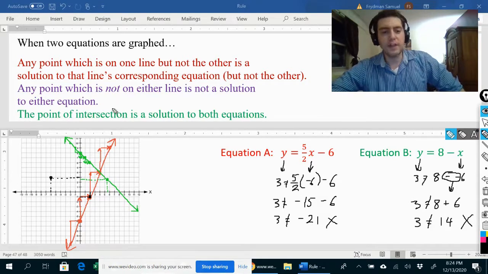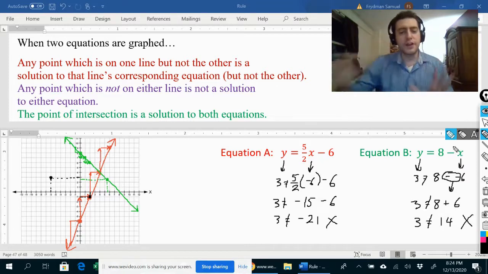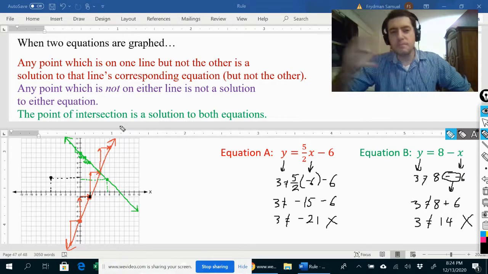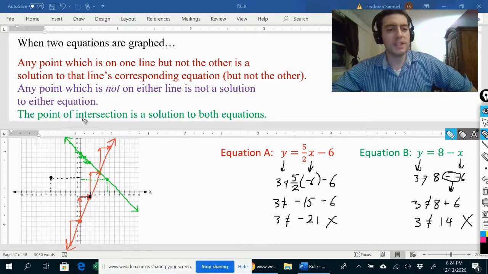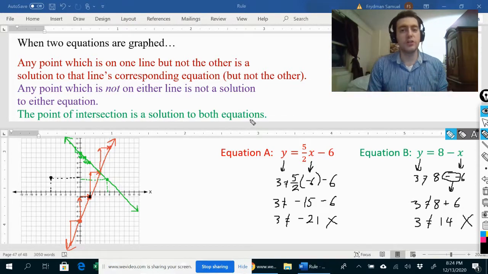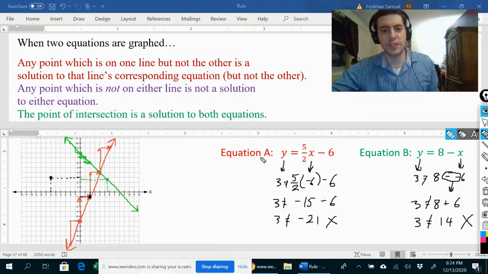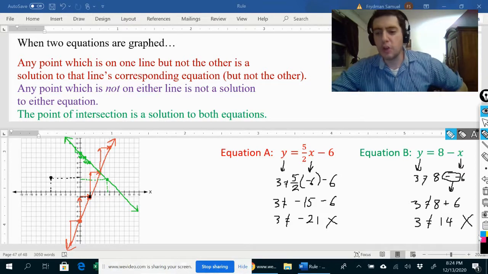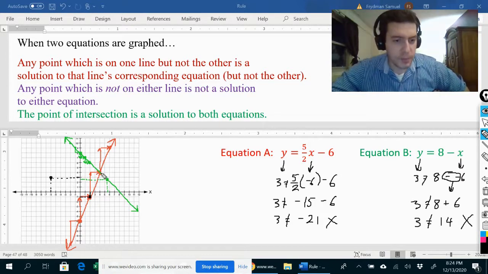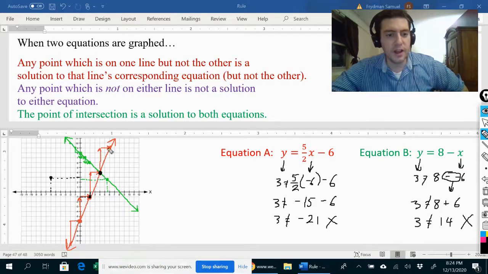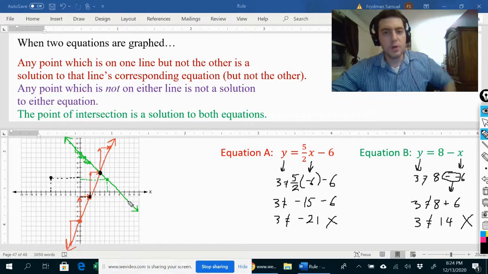And then, finally, we come to the very last sentence of the video, which again should make intuitive sense now. The point of intersection is a solution to both equations, and therefore it's a solution to the system. Okay, so what do we mean by a solution to the system? We just mean a pair of numbers that is a solution to this equation and also this one.